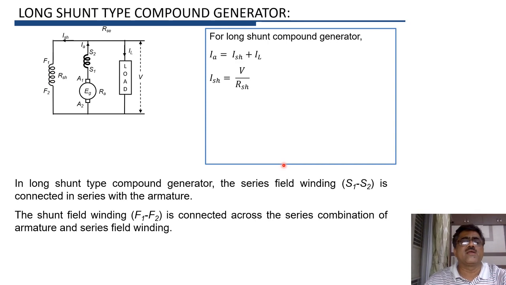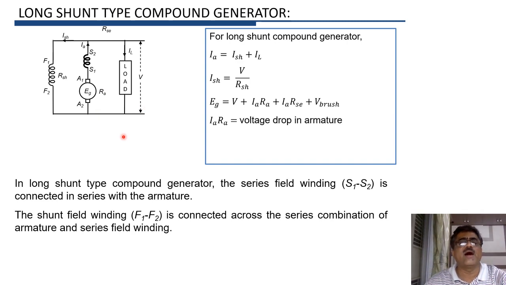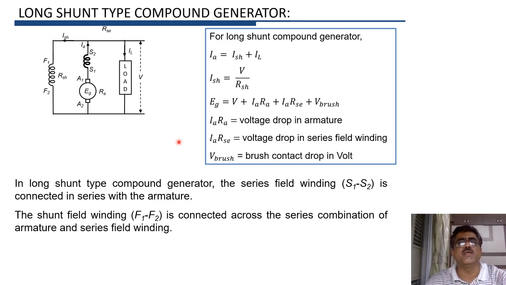Then by applying Kirchhoff's voltage law to this loop, we can write Eg is equal to V plus Ia into Ra plus Ia into Rc plus V brush. So here Ia-Ra is voltage drop in armature, Ia-Rc is voltage drop in series field winding, and V brush is brush contact voltage drop.